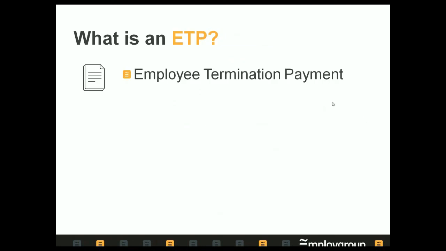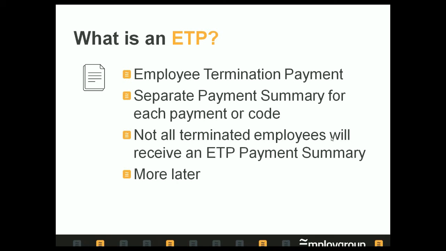An ETP, or employee termination payment, is a payment that is made to an employee in relation to a termination. These may be things, for example, such as payment in lieu of notice, redundancy payments, golden handshakes or ex gratia payments that you make to an employee as a result of their termination. A separate payment summary is issued for each payment or code that is made, but not all employees who are terminated will receive an ETP payment summary. And we will go into this in a bit more detail later.